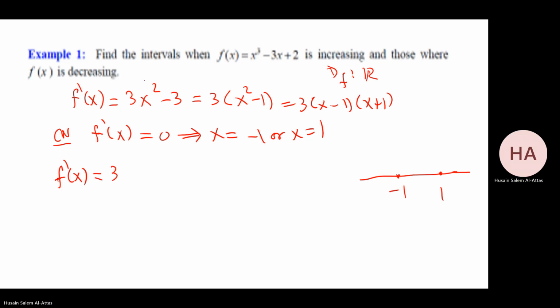F prime. Take a value, minus 2. That will be positive. 0. That will be negative. 2. That will be positive. Increasing. That will be increasing from minus infinity to minus 1 and 1 to infinity. Decreasing minus 1 to 1.